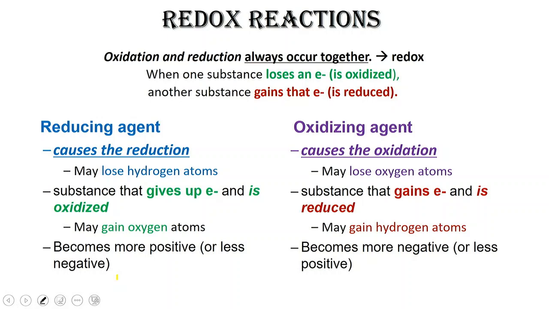So an oxidizing agent is just the opposite. It causes oxidation. So in order to cause oxidation, that means it's going to force a substance to lose its electrons, and then it takes those electrons on itself as it becomes reduced. So reducing agent is oxidized. Oxidizing agent is reduced.